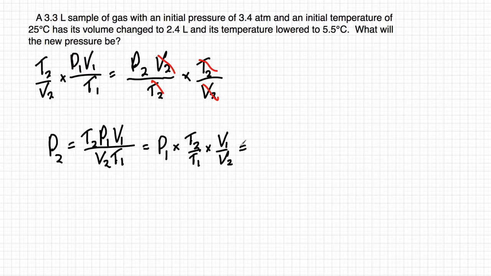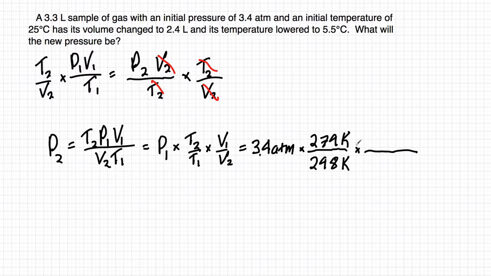Okay, so our starting pressure is 3.4 atm, and our starting temperature is 298 Kelvin, taking 25 degrees and converting it to Kelvin, and our ending temperature is 279 Kelvin, and our initial volume is 3.3 liters, and our final volume is 2.4 liters.